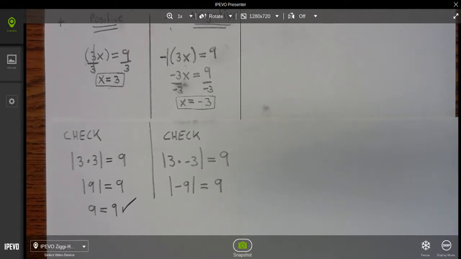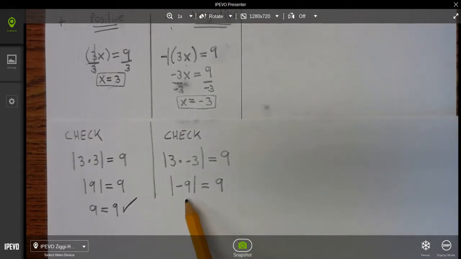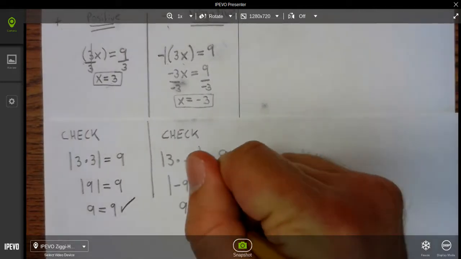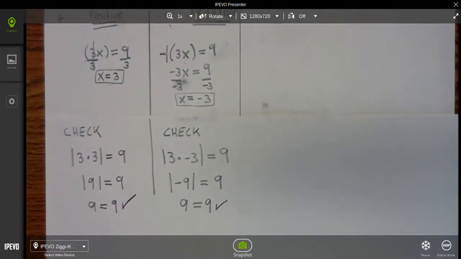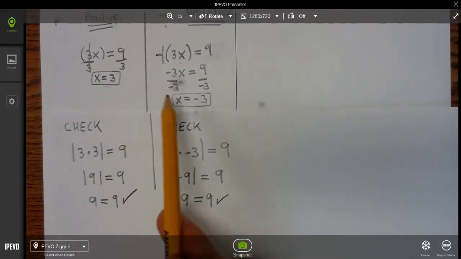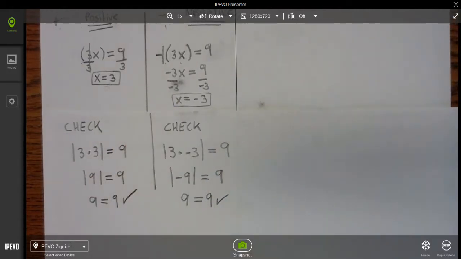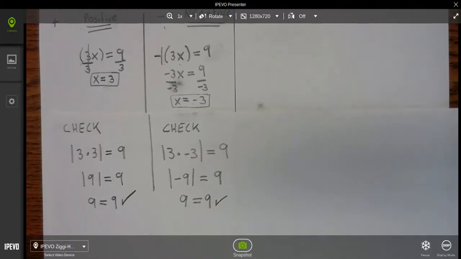So I apologize if the math felt a little blurry, because it was. Here, the absolute value of negative 9 is 9. So it checks. Okay. So applying the absolute value definition works because both x equals 3 and x equals negative 3 were solutions.